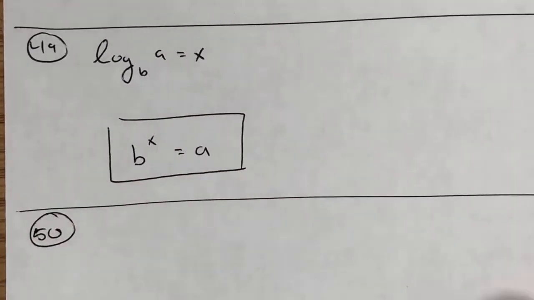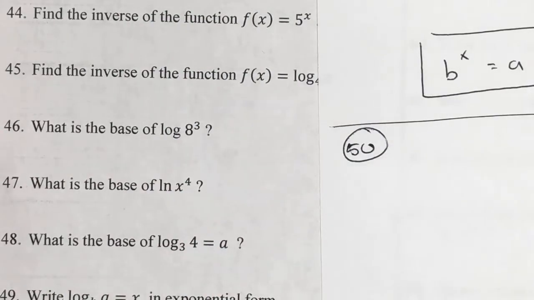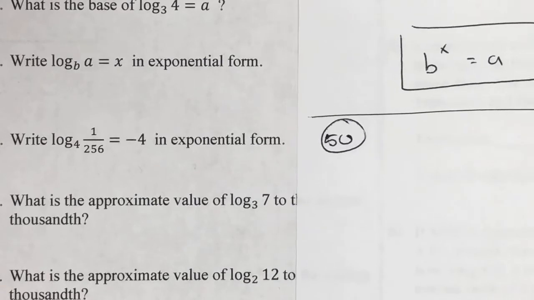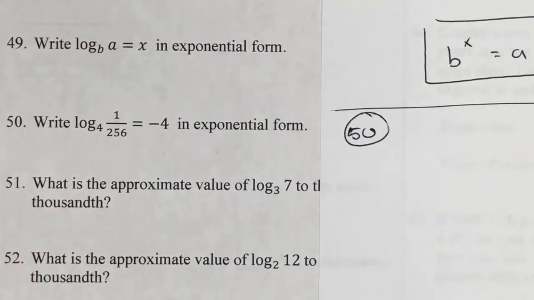So what you'll notice is several of these questions are just basic knowledge on how to rewrite logarithms. So see, that was 49. Let's take a look at question 50. We're going to write log base 4 of 1/256 equals -4 in exponential form.